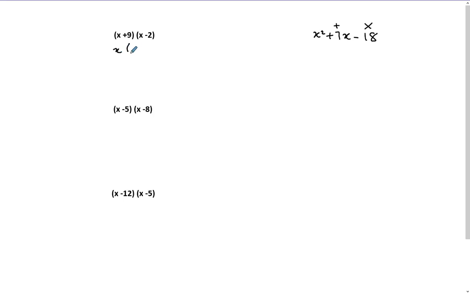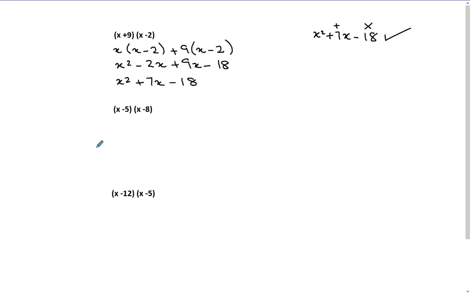Expand. X times x minus 2 plus 9 times x minus 2. You can go as high-pitched as you want. Expand away. X squared minus 2x plus 9x. Positive times negative is negative. Minus 18. Collect like terms. X squared plus 7x minus 18. And what do we say? God, I'm good.